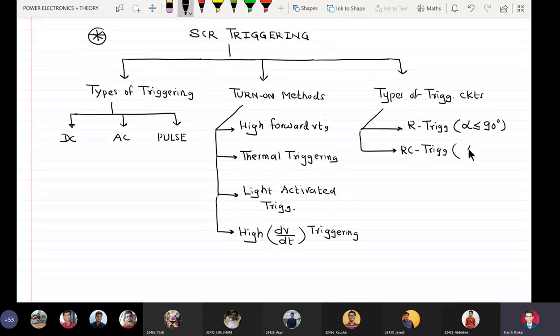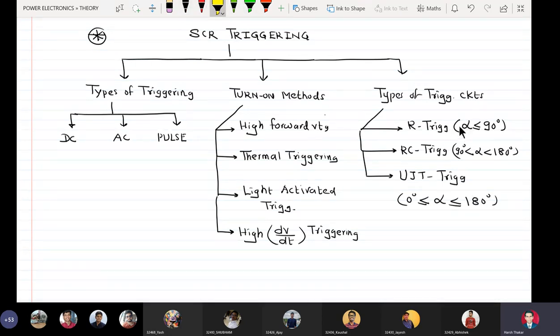So you will get your alpha greater than 90, but you cannot reach up to 180 degrees. The third triggering which we are using extensively in lab is UJT triggering. UJT triggering will give us alpha greater than or equal to 0 degrees, less than or equal to 180 degrees. The disadvantage of R triggering is that you will have alphas only up to 90 degrees.